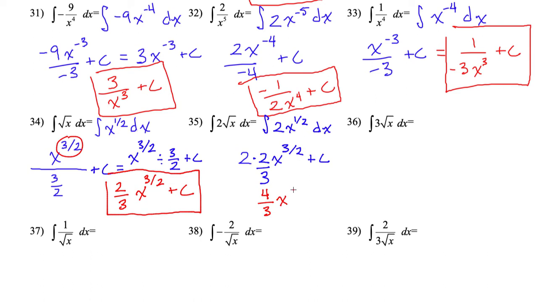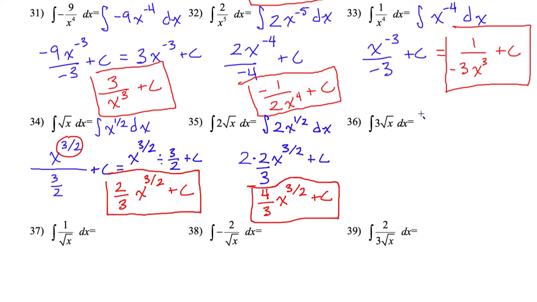Ooh, I'm realizing I'm kind of making a mistake here. I'm just going to leave it as 3/2 plus c because it's nice and simple. But I'm realizing that the question was given to us in radical form, and we're not leaving it in radical form. This should technically be 4/3 square root of x cubed plus c, I suppose. But I think that's fine.